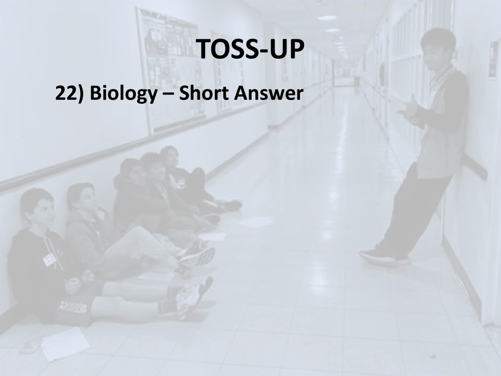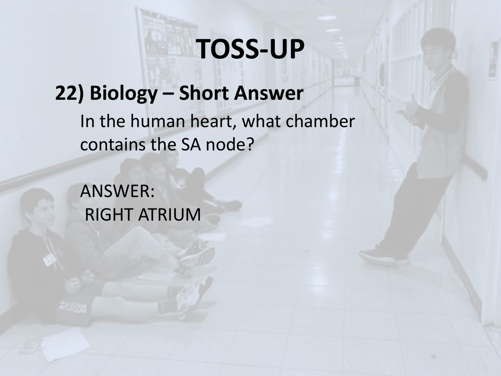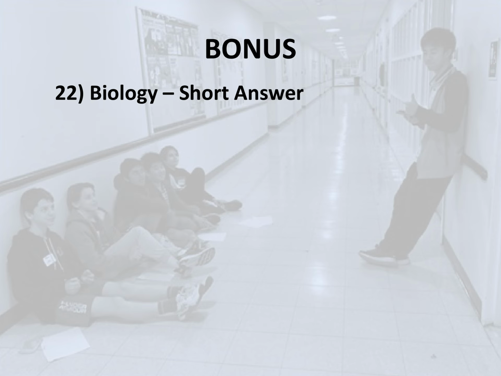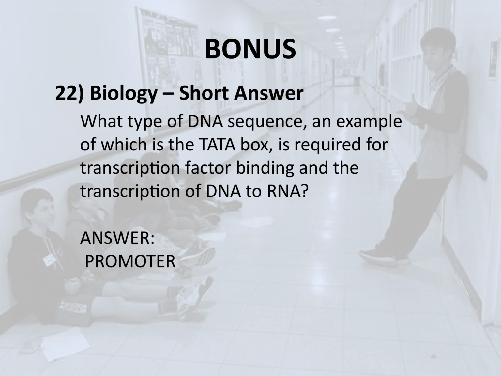Toss-up, 22. Biology, short answer. In the human heart, what chamber contains the SA node? Answer: right atrium. Bonus, 22. Biology, short answer. What type of DNA sequence, an example of which is the TATA box, is required for transcription factor binding and the transcription of DNA to RNA? Answer: promoter.